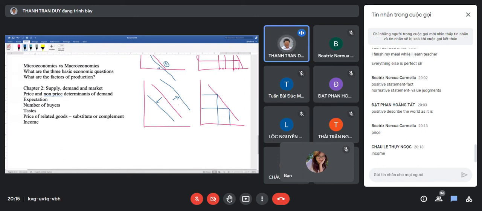What are the determinants of supply? What are the determinants of supply? Anyone?